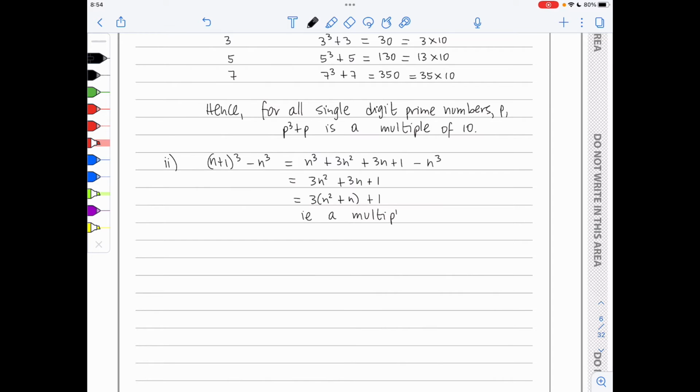So I need to state this explicitly. It's a multiple of 3 plus 1. Hence, again, once more, the conclusion for n in the naturals, we have that n plus 1 cubed minus n cubed is not a multiple of 3.